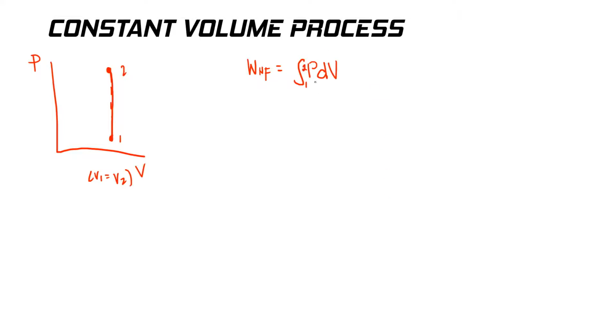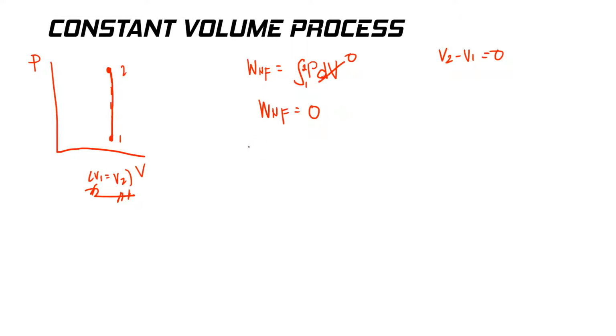Since in our process we have a constant volume, it means we have no volume change. So our difference for volume, V2 minus V1, is equivalent to 0. If our dV is 0, then our work non-flow should also be 0.